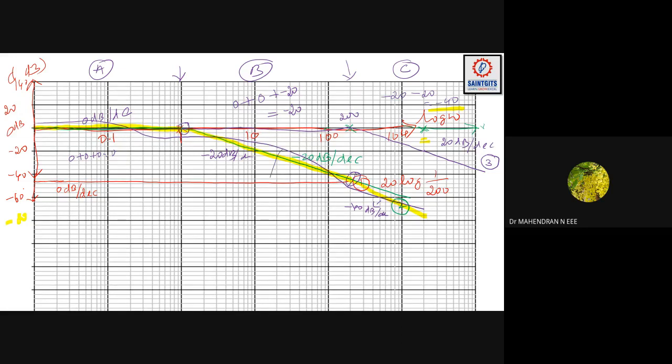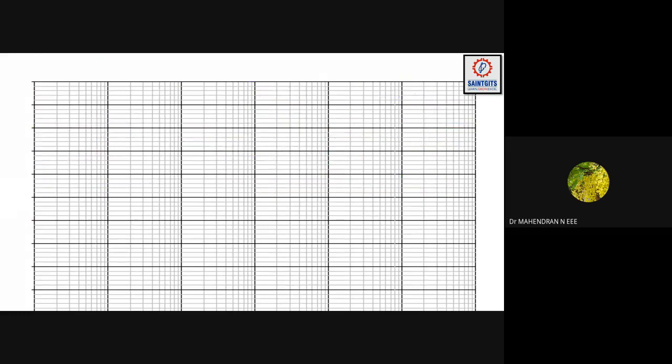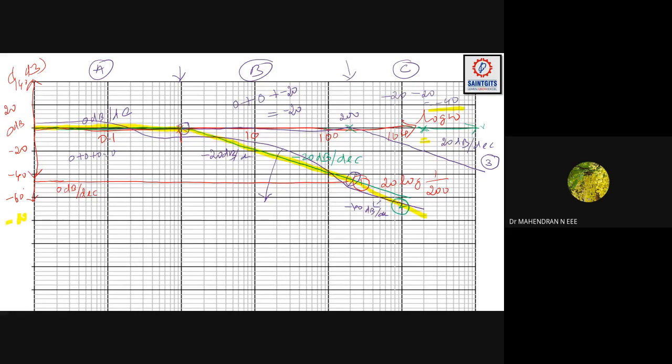Okay, so this is your final Bode plot. This is an approximate Bode plot, and that's the reason we are making all these assumptions. So that's all about the magnitude plot of the given function.